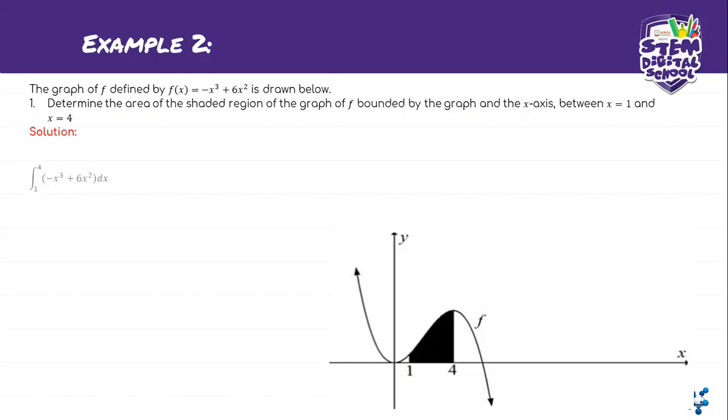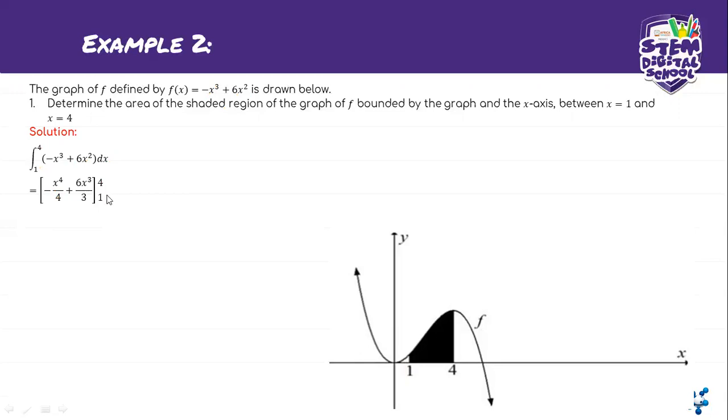Let's see, you first write the integral sign, and then you put your lower limit. In this case, you can see the lower limit is 1 and the upper limit is 4. And then our equation there is negative x cubed plus 6x squared dx, right? Then you can start to integrate, and after that is what you're going to obtain. Don't forget, you must put the upper limit on the right hand side and the lower limit below it.